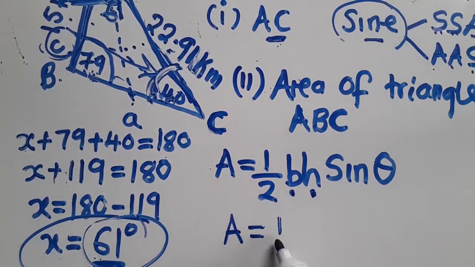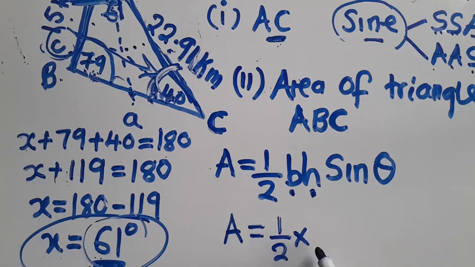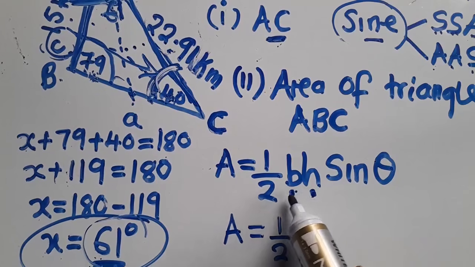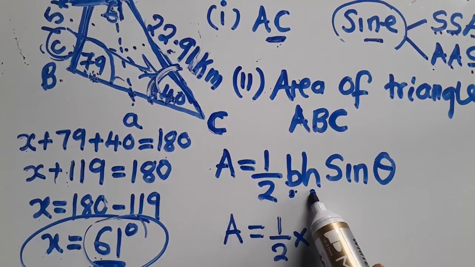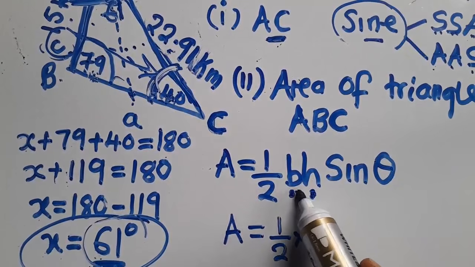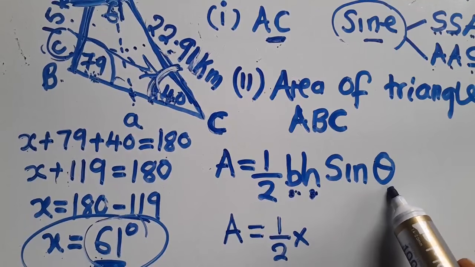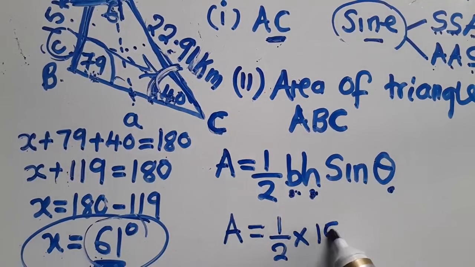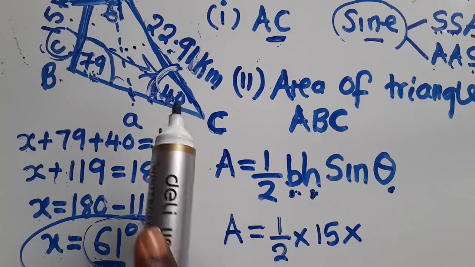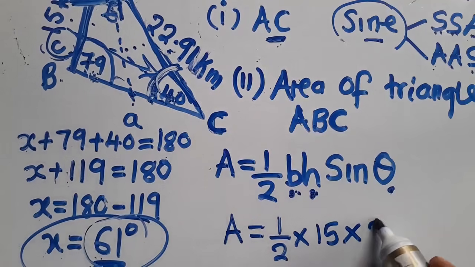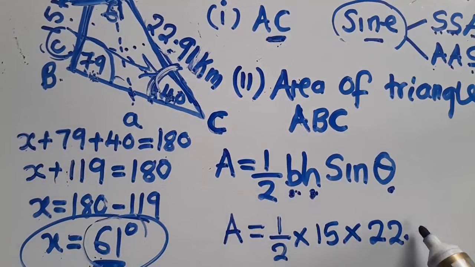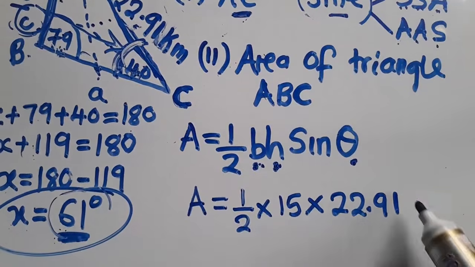So you say half times the B and the H. Don't say this is the base, this is the height. No, these are the two sides that are putting this angle in the middle. Theta is an angle that is in the middle of these two sides. We've got what? We've got a 15 there. We also have this one that we found. So have you seen that these things are interrelated? When you just fail one, it means you are going to fail everything.